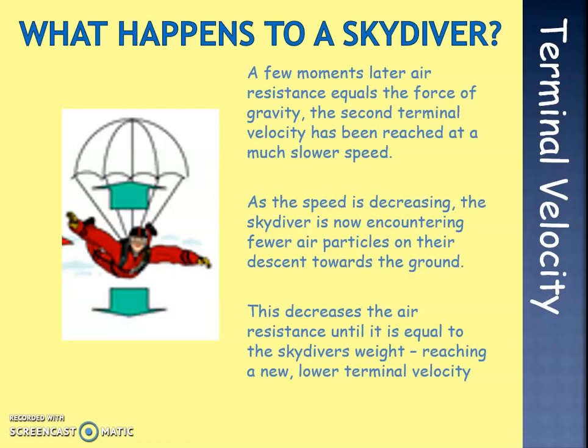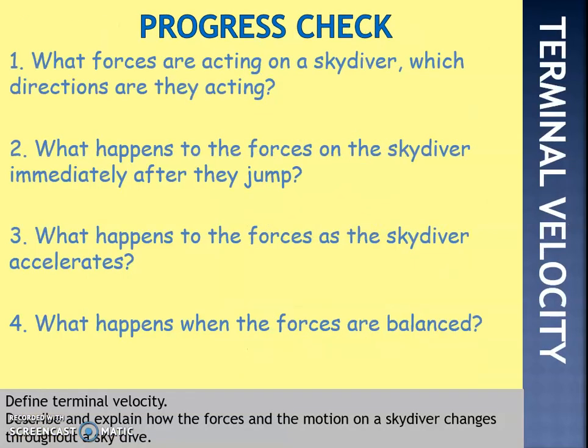This is because the skydiver's speed is now decreasing. He's encountering fewer air particles on his descent towards the ground because he's slowed down so much. So that decreases until the air resistance is equal to the skydiver's weight, and that reaches a new lower terminal velocity. Okay, 4 questions for you to answer there. If you could pause the video and answer those 4 questions.